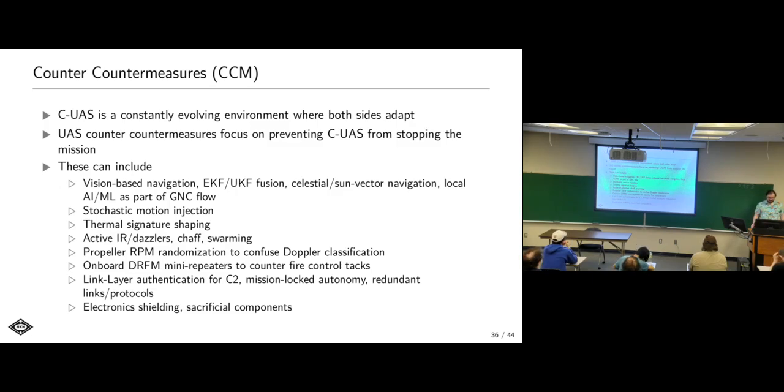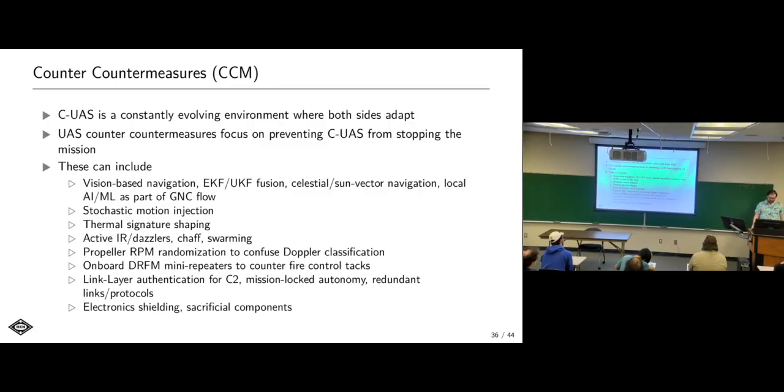You can do things where you randomly adjust the RPM of your propellers to confuse Doppler tracking. If it's looking at sound and airwaves, and it's not a consistent 300 RPM, but plus or minus 25, you can still control that. But from a sensor classification perspective, that's going to look, again, like the wobble effect.